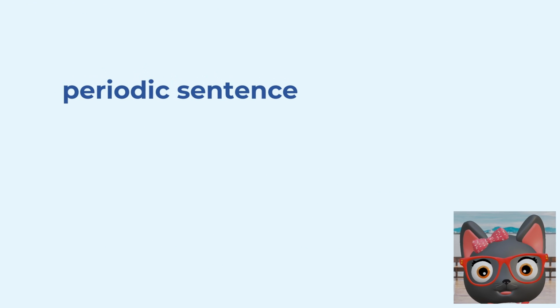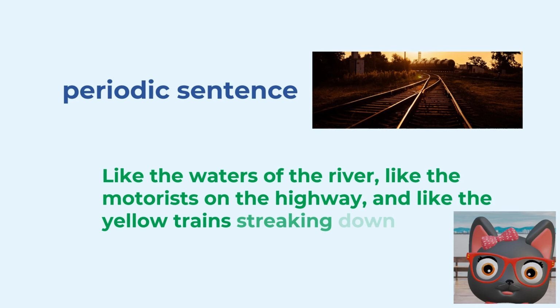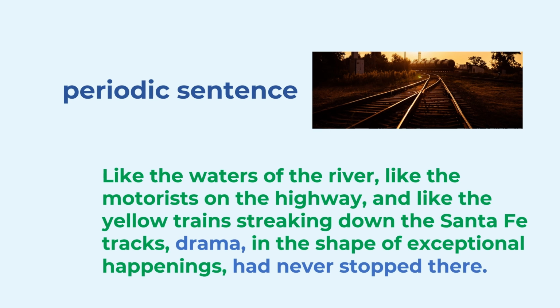A periodic sentence, on the other hand, is when parallel dependent clauses come at the beginning, followed by an independent clause. From Truman Capote's nonfiction novel In Cold Blood, "Like the waters of the river, like the motorist on the highway, and like the yellow train streaking down the Santa Fe tracks, drama, in the shape of exceptional happenings, had never stopped there." That is, until a family was murdered in cold blood. The sentence starts off with a series of dependent clauses and concludes with a single independent clause. Drama had never stopped there. Periodic sentences are used to create suspense and used less frequently than loose sentences.